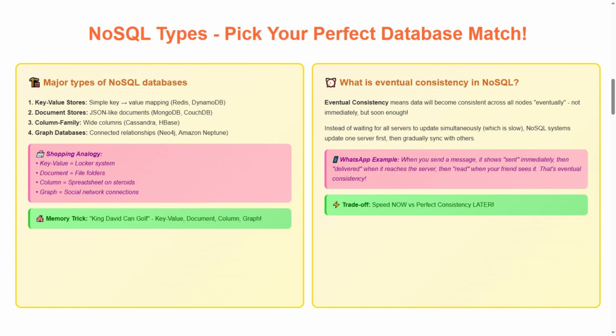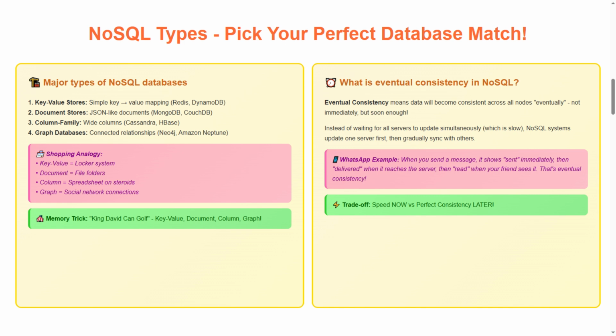Time to pick your perfect database match with NoSQL types. What are the major types of NoSQL databases? There are 4 main types. Key-value stores provide simple key-to-value mapping like Redis and DynamoDB. Document stores handle JSON-like documents like MongoDB and CouchDB. Column family manages wide columns like Cassandra and HBase. Graph databases handle connected relationships like Neo4j and Amazon Neptune.